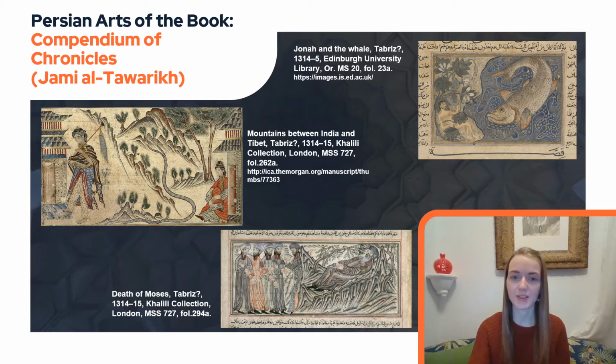At the top right, in contrast, you can see the depiction of a famous story of the biblical prophet Jonah. Underneath, you can see the death of Moses, who is said to have passed away in the mountains. Here, the Chinese-style landscape seems to wrap around him, emphasizing this evocative atmosphere, which is also quite typical for Ilkhanid painting.